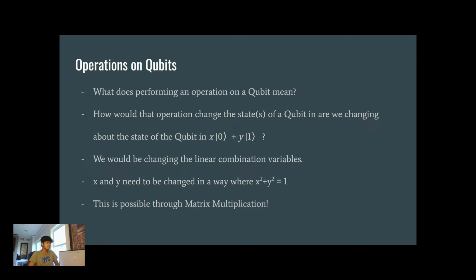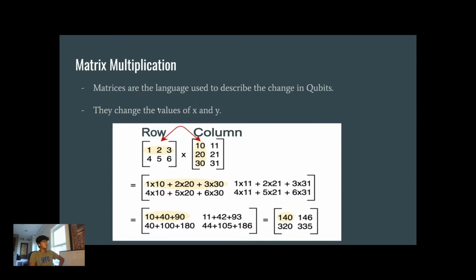And to really see this change in operation, you could do this through something called matrix multiplication. So matrices are the language that is used to describe the change in qubits, and they change the values of the x and the y, right? The amplitudes, right? So in this scenario, we have a row and a column, right? The row is a separate matrix. The column is a separate matrix. Essentially, when we want to multiply it, we would get an output like this.